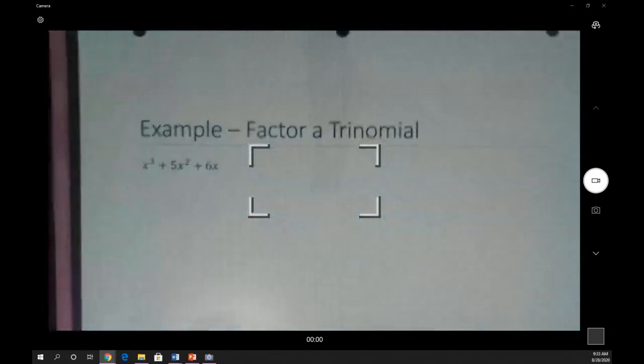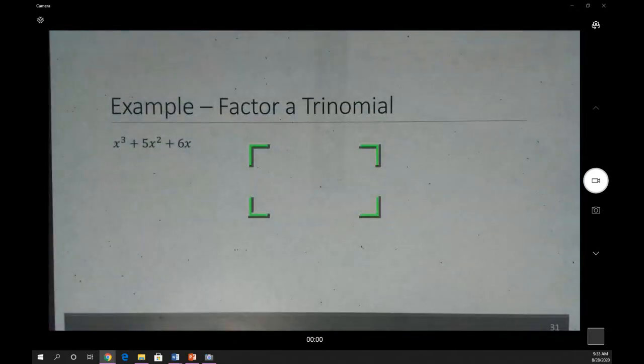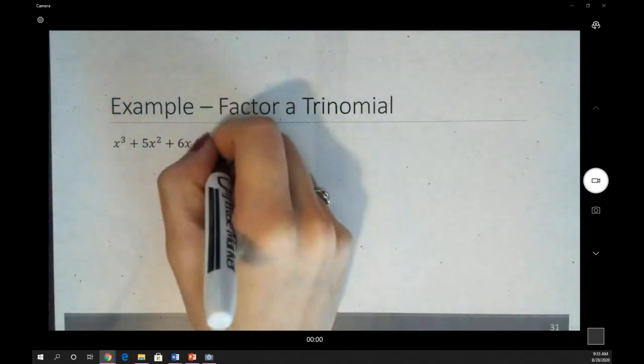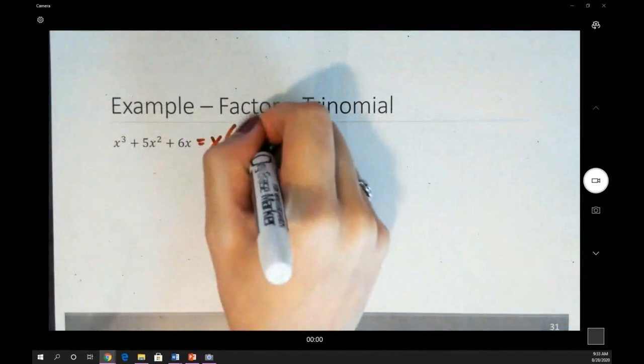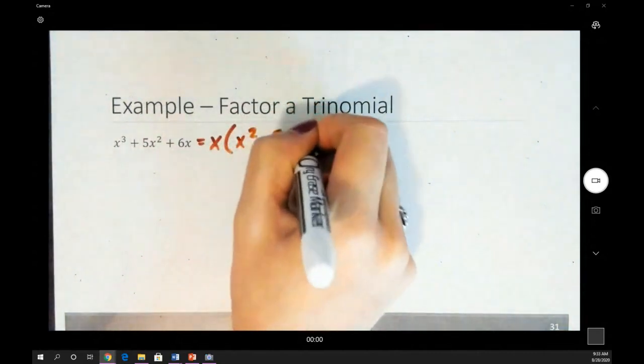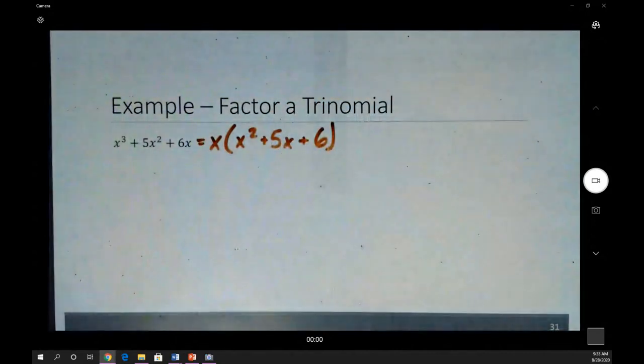Now we're going to try another one. So first, we need to check for our greatest common factor. We're looking at x cubed plus 5x squared plus 6x. It looks like they all have an x, so let me factor an x out front first. In parentheses, that will leave me with x squared plus 5x plus 6.